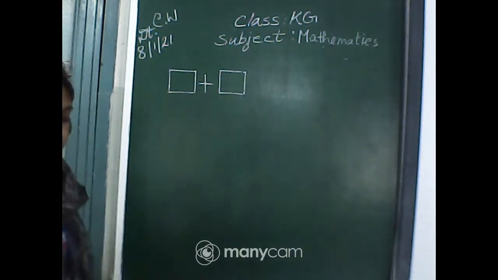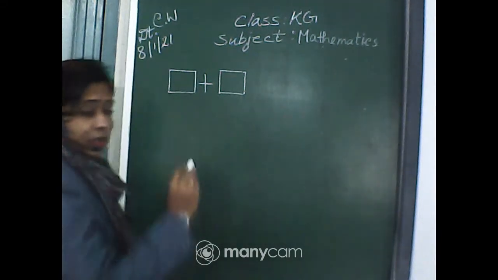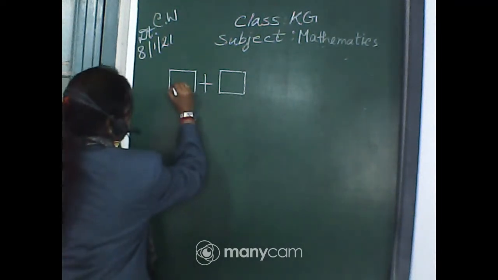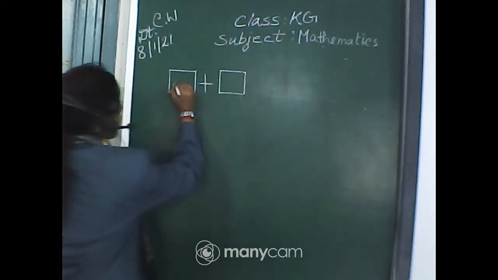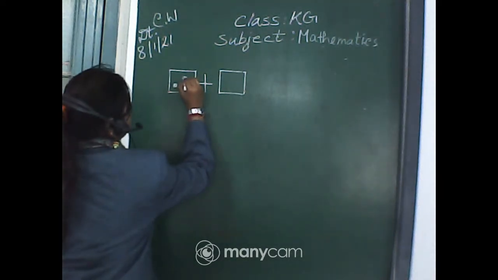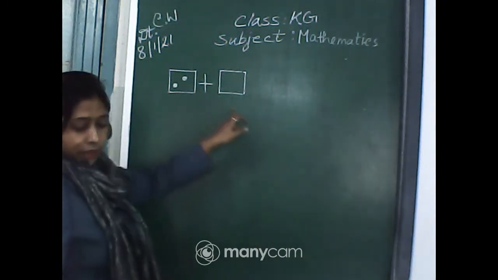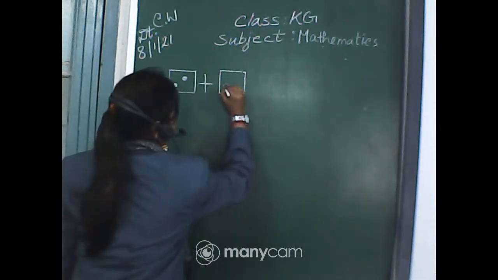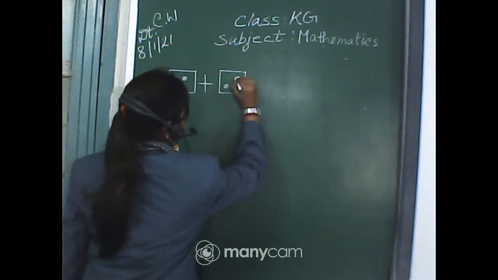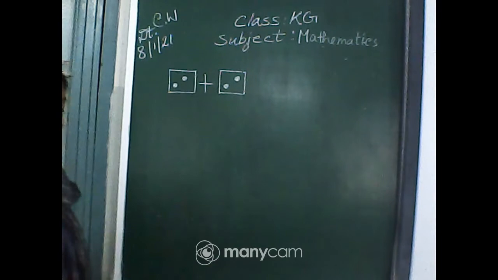Completed? Now in this first box, you are doing this type of dots. 1, 2 dots, and the next another box, the same 2 dots. Completed? Very good.